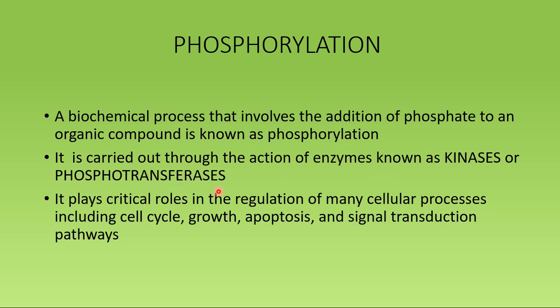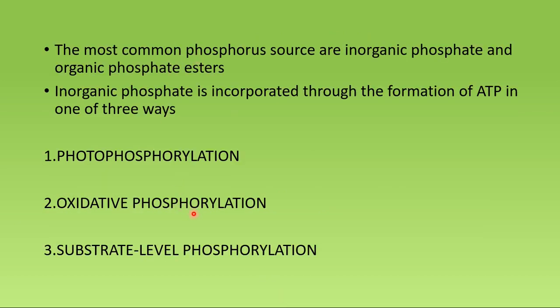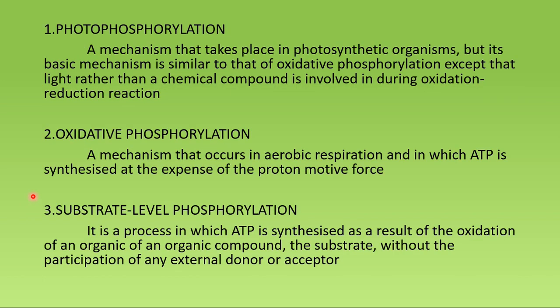Or phosphotransferases. And we know this phosphorylation is very important in certain reactions or chemical processes like cell cycle, cell growth, apoptosis, and signal transduction pathways. So the modes of phosphorylation that we have discussed are photophosphorylation and substrate level phosphorylation in the previous part. Now we are going to discuss in detail about oxidative phosphorylation.